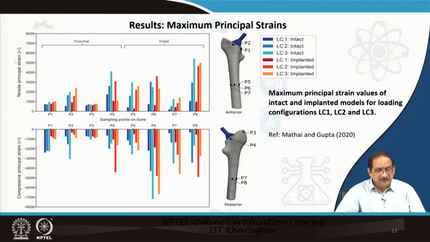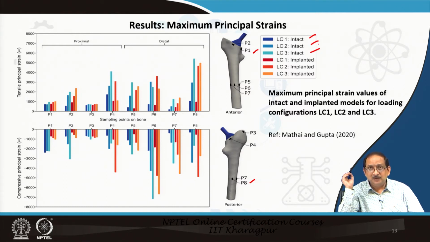So, here in this figure, principal strains, tensile and compressive, were estimated at 8 locations, P1 to P8, on the proximal and distal regions of the intact and implanted FE models. The blue set corresponds to the intact model results, and red and orange correspond to the implanted model results.